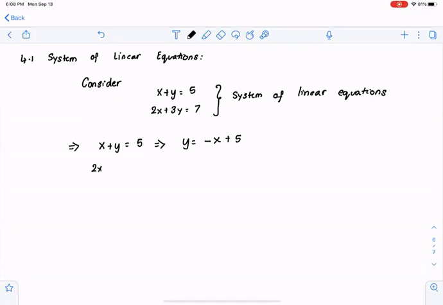Likewise, 2x plus 3y equals 7. I'm going to keep y on the left-hand side and move 2x to the other side, so 3y equals negative 2x plus 7. As you can see, those are simply the slope-intercept forms of the line. So x plus y equals 5 and 2x plus 3y equals 7 are nothing but linear equations. We just have to rewrite them in order to use the calculator or to graph. There is one more step here where we divide both sides by 3, so y equals negative 2 over 3 x plus 7 over 3.